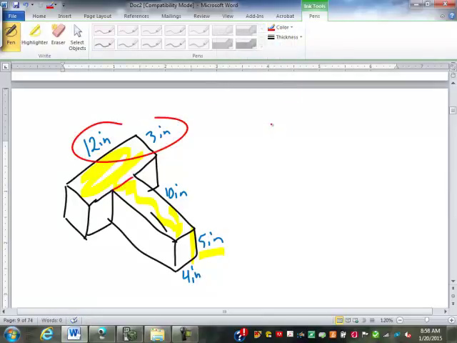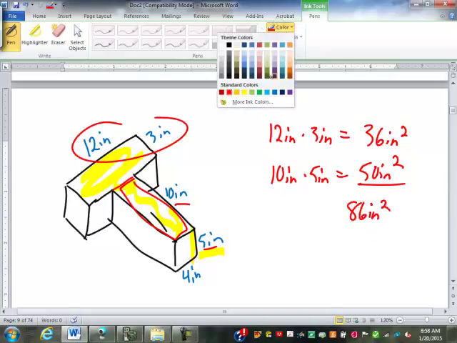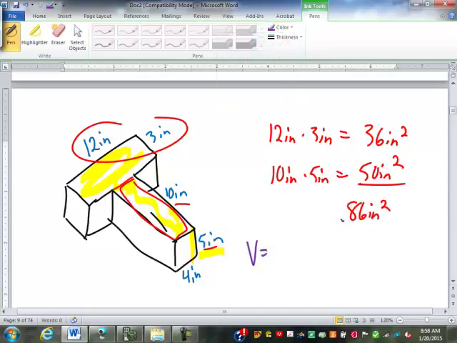We have a 12 by 3 rectangle, which is 36 square inches. Then here we have a 10 by 5 rectangle, so that's 50 square inches. So the area of that T-shape, or the area of that base, is 86 inches squared. So then the volume is that area, 86, times the height or the thickness here, that's 5 inches, or 430 inches squared.